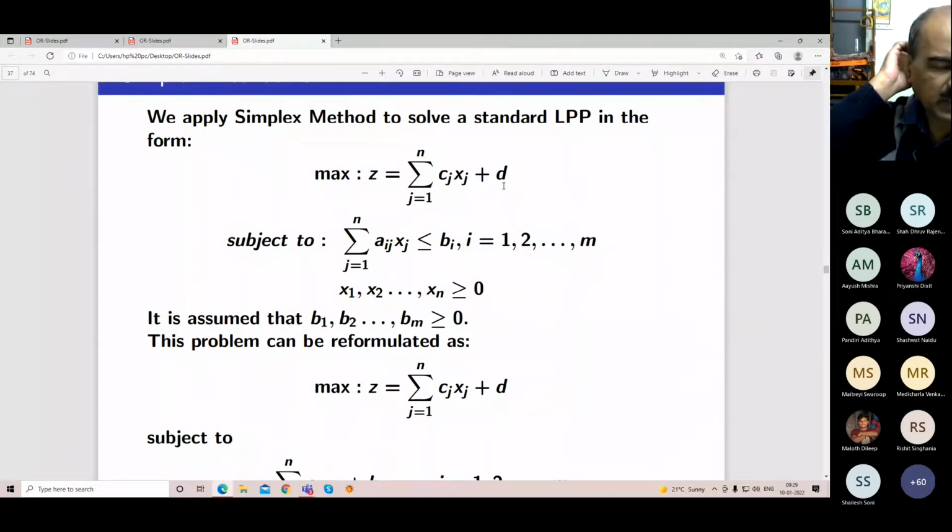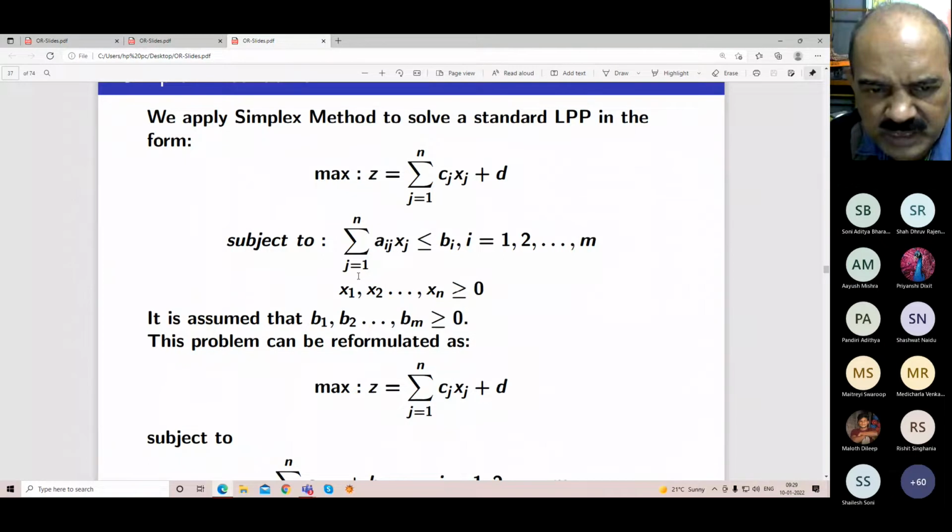The reason is you can see this constant, something like summation over j varies from 1 to n of aij xj less than or equal to bi, something like the right hand side value. So I have put d here. Generally d is 0. If nothing is there, it is 0; if it is there, the same constant you can add. We would like to maximize subject to these constraints, and the variables x1, x2, xn are non-negative. Our assumption is that b1, b2 up to bm, whatever is in the right hand side, are all non-negative.